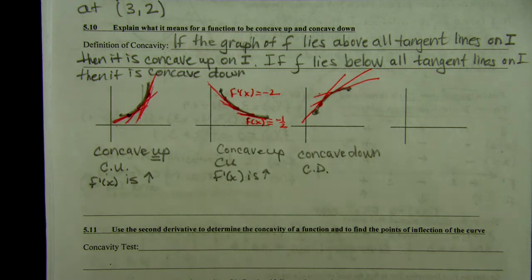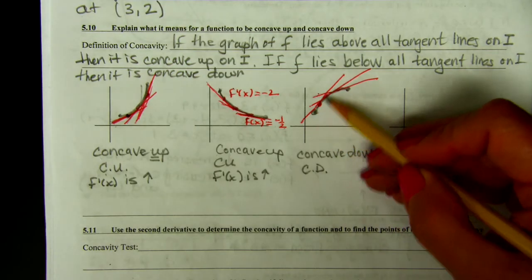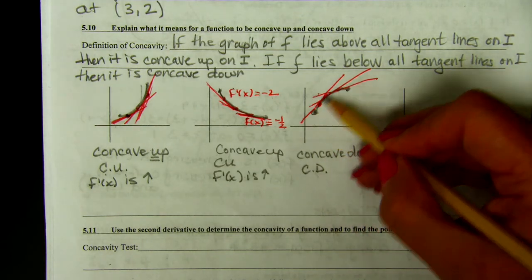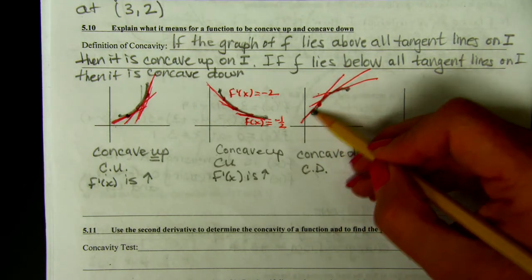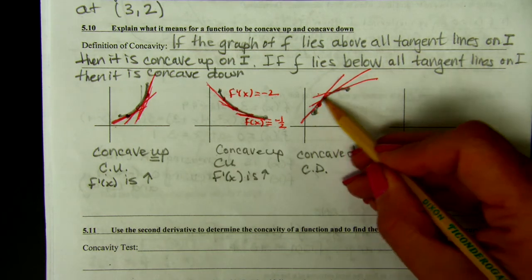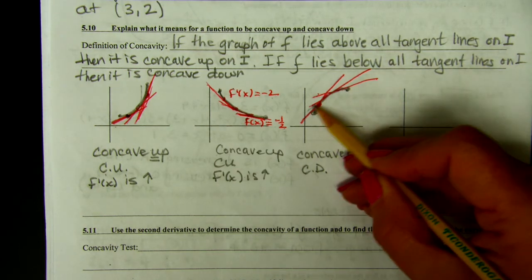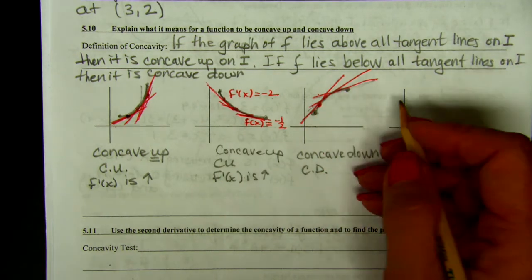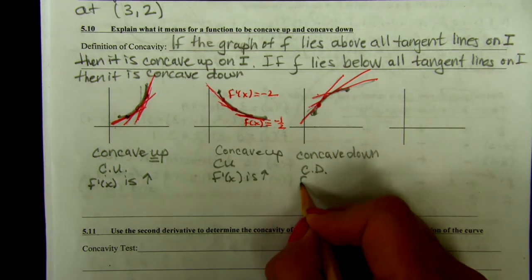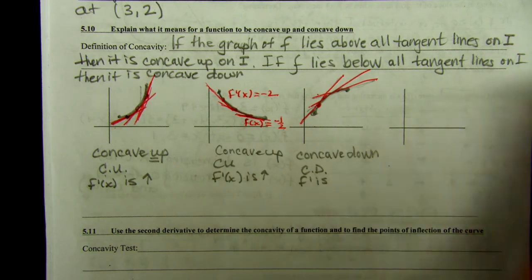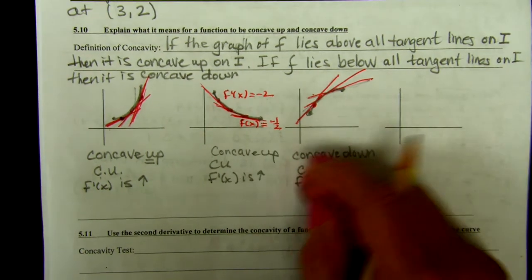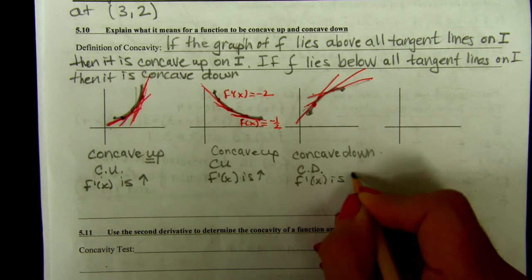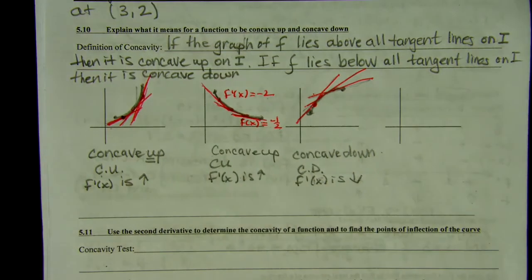Now, what is happening to all those tangent lines as I'm getting bigger and bigger in the x direction? Well, here, this tangent line probably has a slope of 2. Here, that tangent line might have a slope of 1. Here, this tangent line might have a slope of 1/2. So in this case, f prime of x is decreasing.